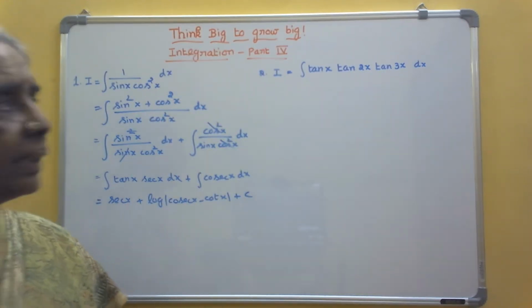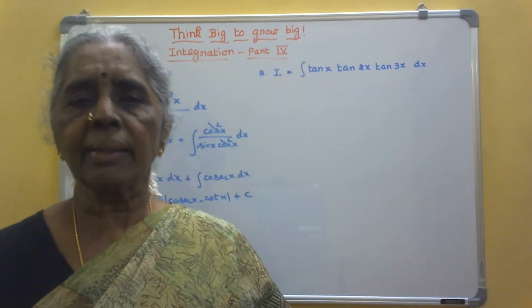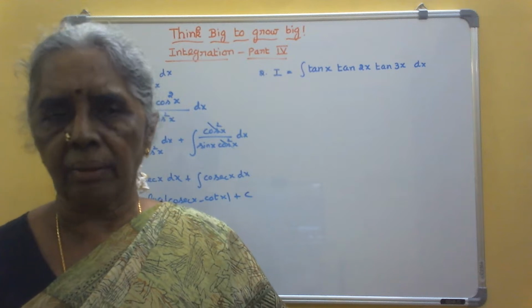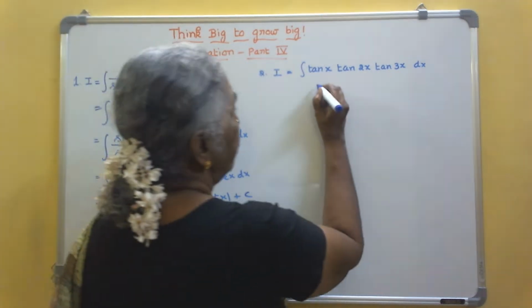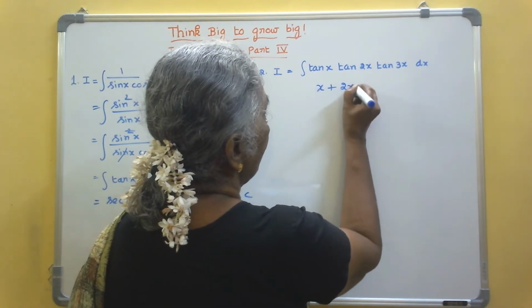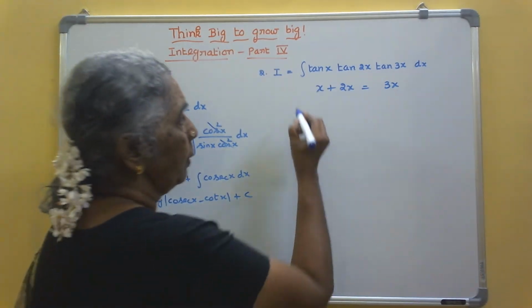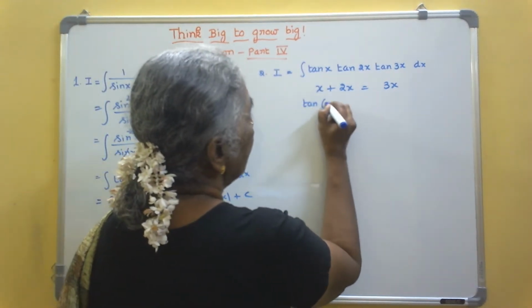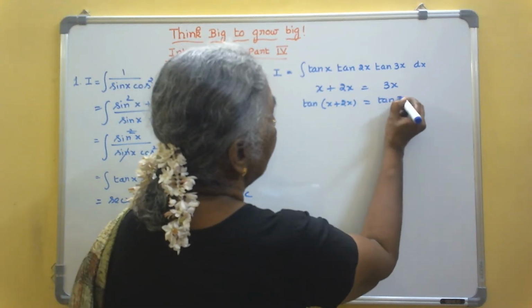I is equal to integral tan x tan 2x tan 3x dx. You can see there is a relation between the angles, isn't it? You will get x plus 2x is equal to 3x. So now I am going to write x plus 2x is equal to 3x. Take tan on both sides. What will you get? Tan of x plus 2x, that will be equal to tan 3x.